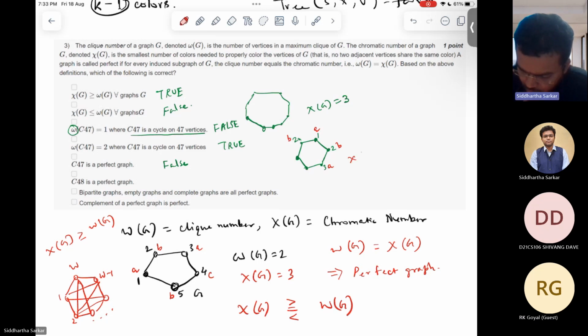So chi G will be only 2, and omega G, we have seen, because it is a cycle, does not have any triangles. It's a large cycle, not a triangle. Therefore, omega G is also 2. Therefore, the chi and omega values are the same. So it is a perfect graph. So this statement is true.